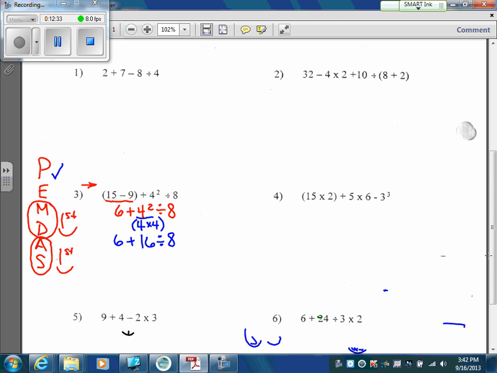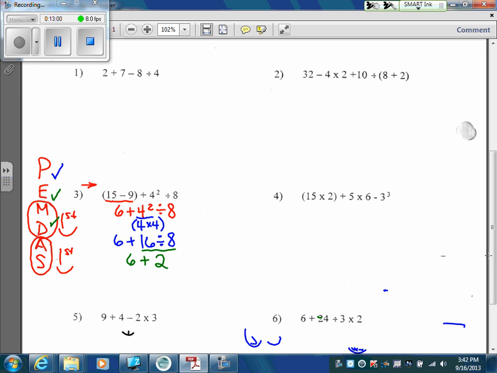Then I scan from left to right, look for any more exponents. No, so I'm done. I go down to multiply and divide, whichever one I see first. Scan from left to right, stop. I see division. 16 divided by 8 is 2. Bring down everything else I have not used. Scan, multiply or divide. I don't see any, so I'm done with division.